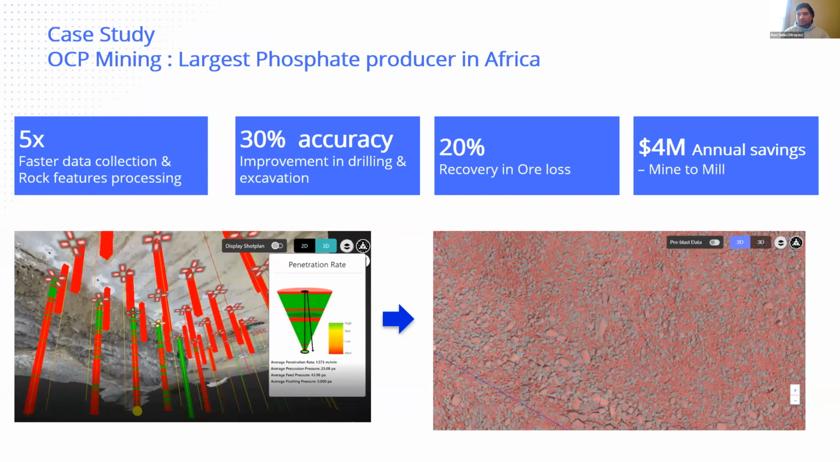And this requires a lot more understanding of how their excavation operation should be carried out. We help them in understanding not only where the phosphate seam is, but also improve their drilling accuracy by 30%. So I'll walk through what exactly has happened with these customers.